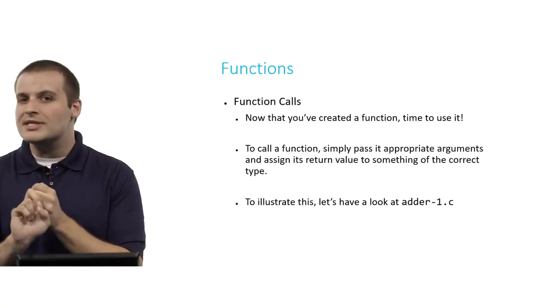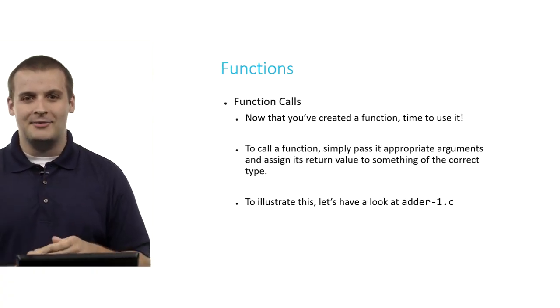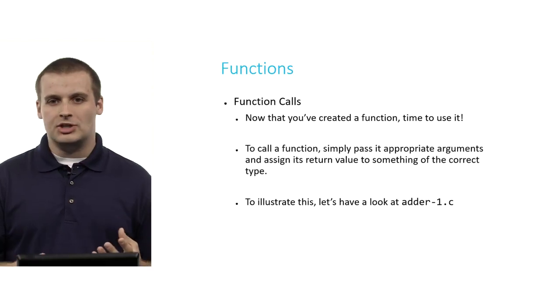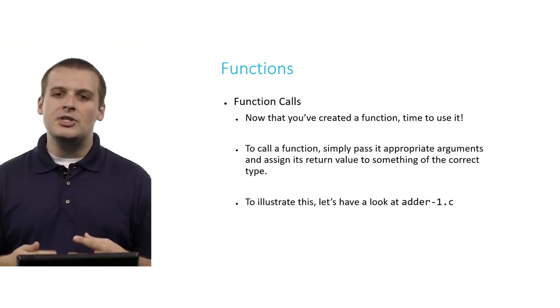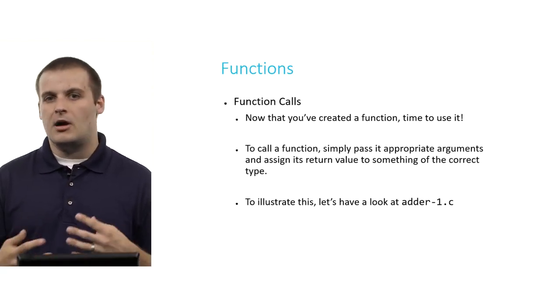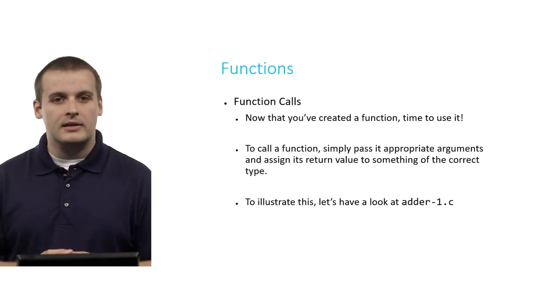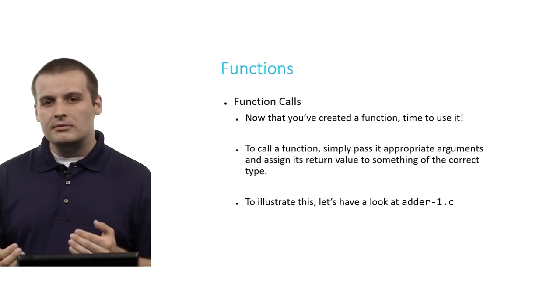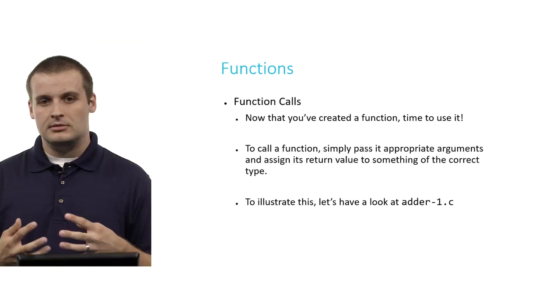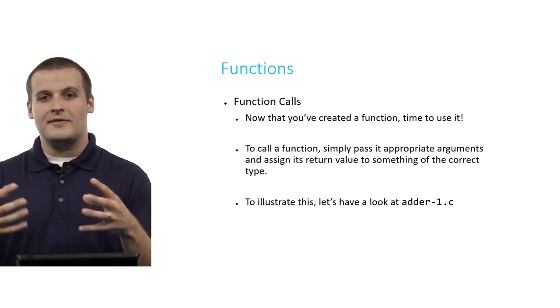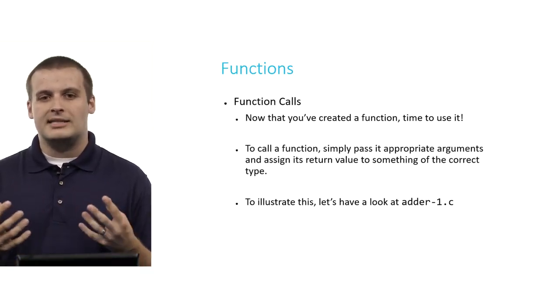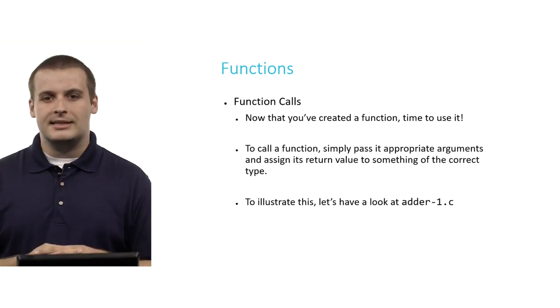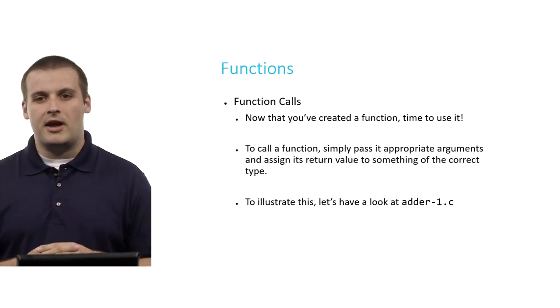All right, so we've declared functions and we've defined functions, so that's really good. Now let's start to use the functions that we've declared and defined. To call a function, it's actually pretty easy. All you need to do is pass it appropriate arguments of the data type that it expects, and then assign the return value of that function to something of the correct type.